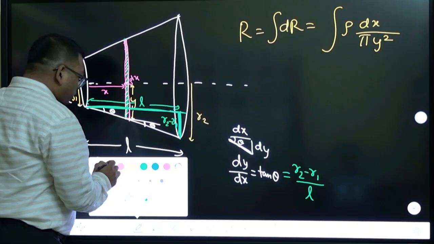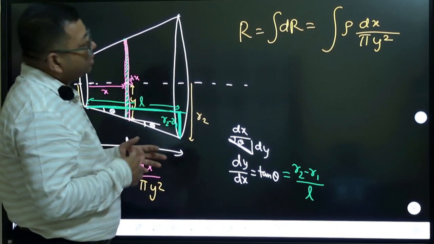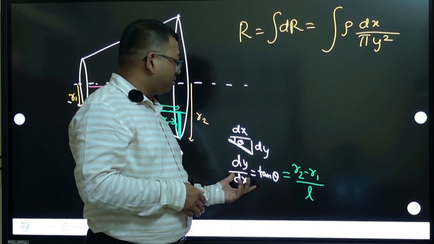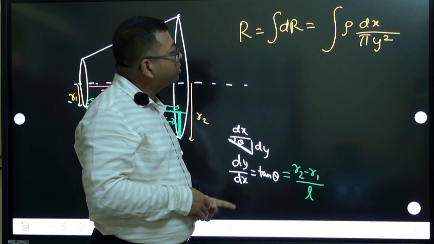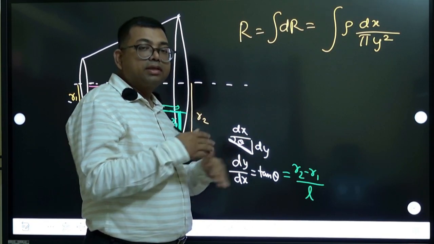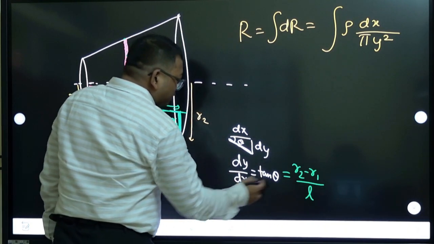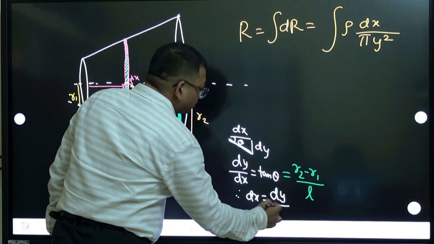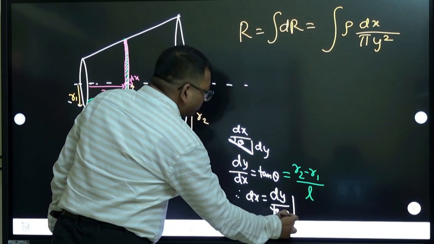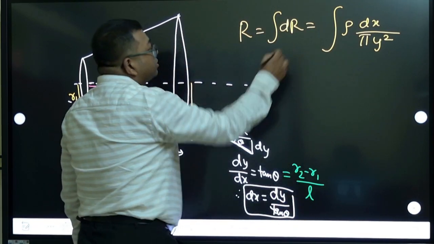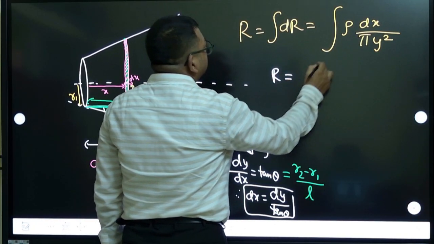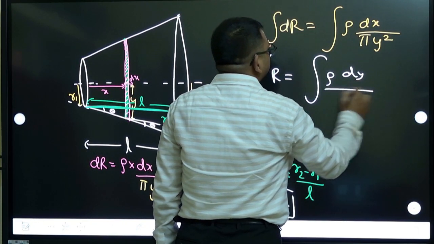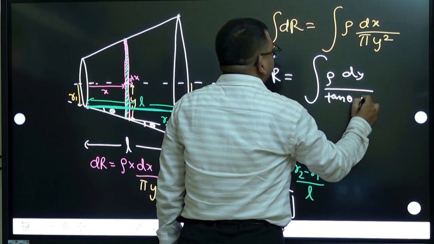So how do we do that integration? We can either convert x into y or y into x. Here we can better convert in terms of y because y square is in the denominator. So dx can be written as dy by tan theta, correct? We can write that very easily. So the resistivity term, dx has become dy by tan theta, and this is pi y square.